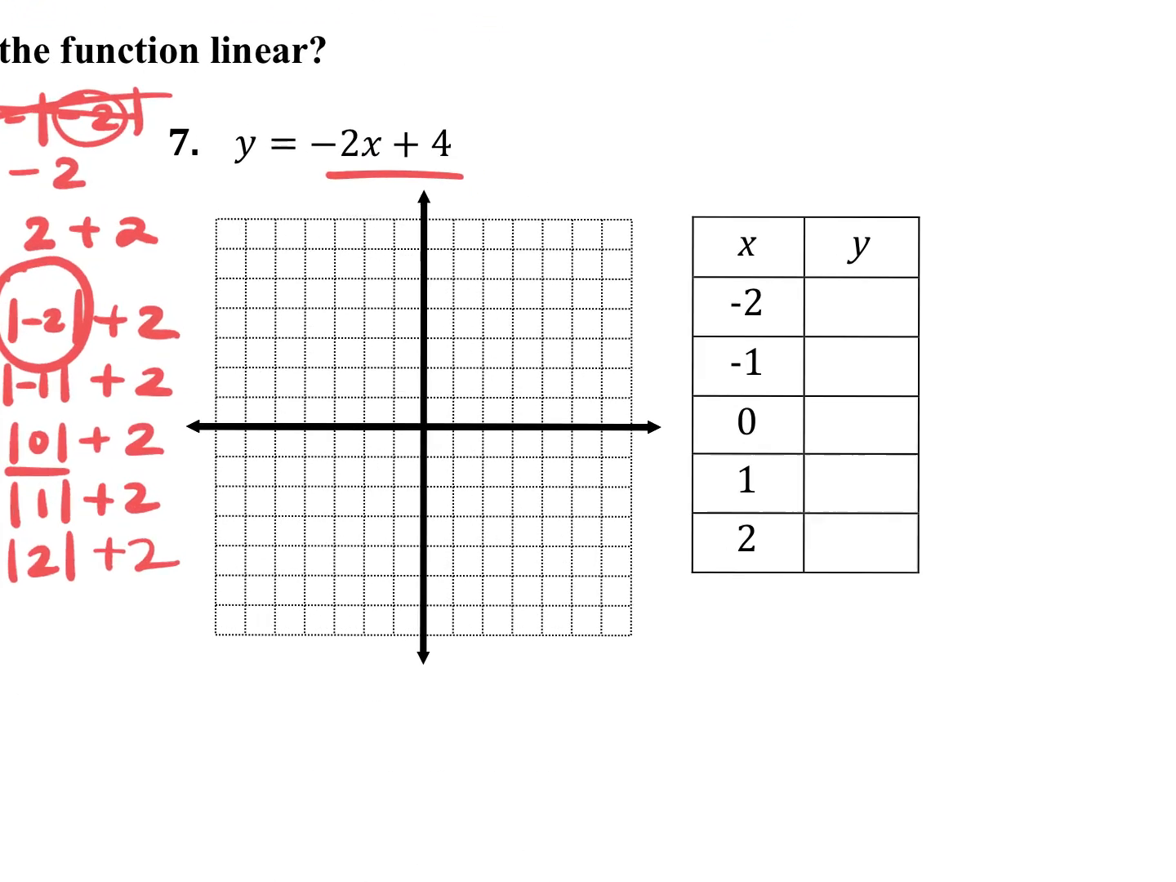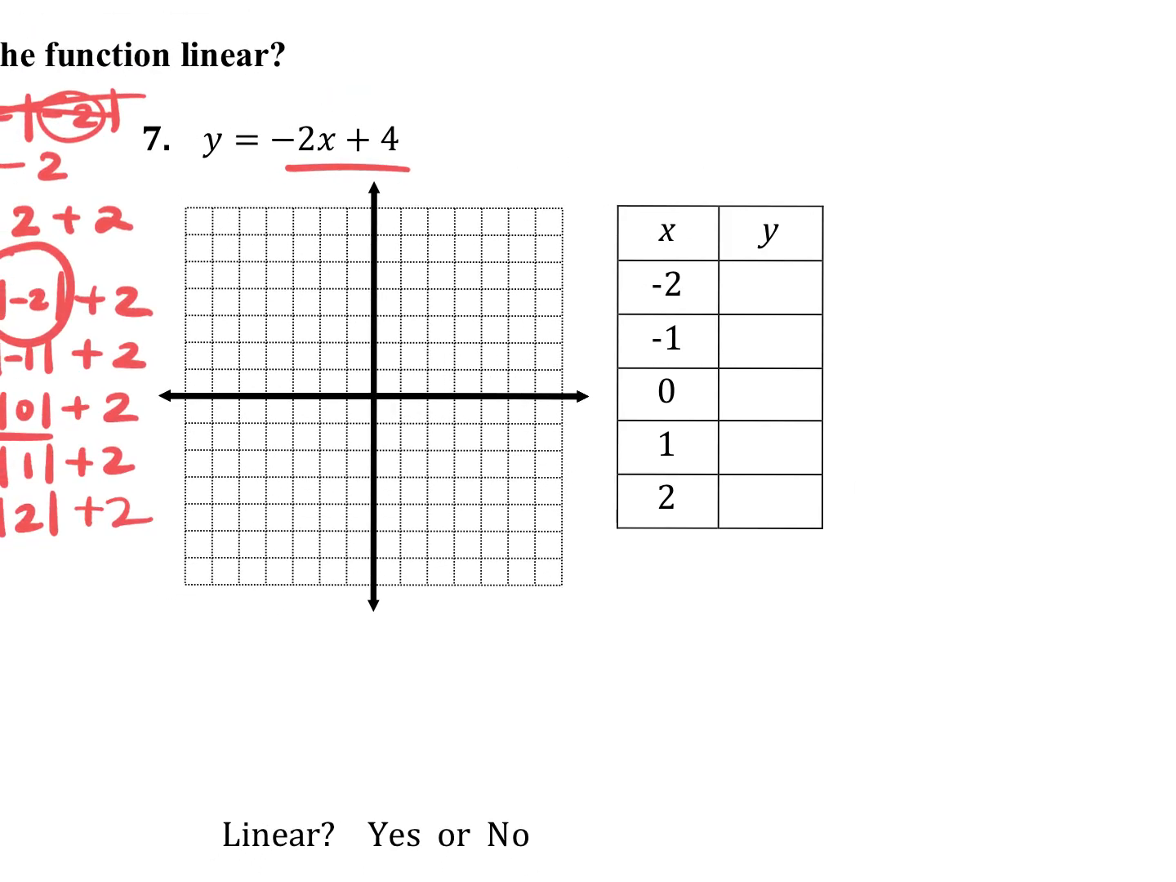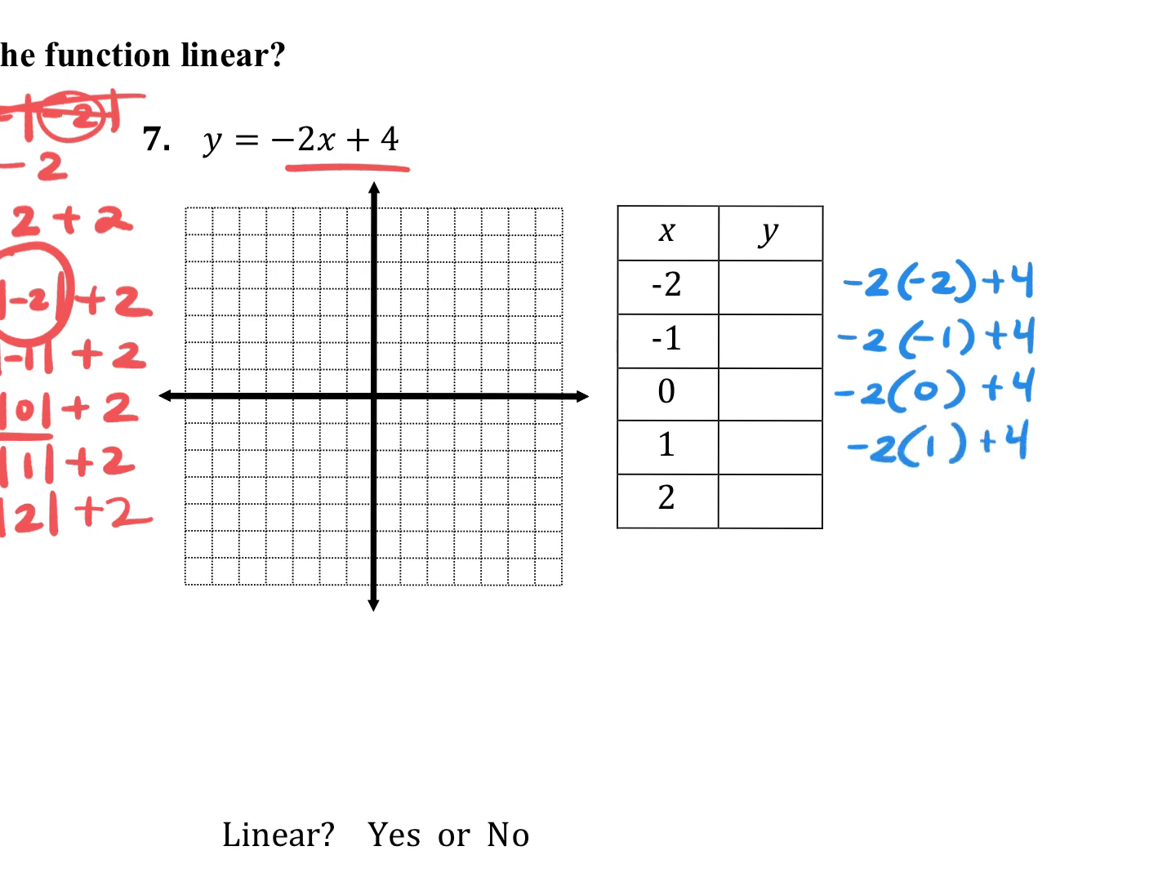Okay, this one. Again, you're just plugging those numbers in. So this is going to be negative 2 times negative 2 plus 4. And then it's going to be negative 2 times negative 1 plus 4. And then negative 2 times 0 plus 4. And then negative 2 times 1 plus 4. And negative 2 times 2 plus 4. So we're just simplifying each one of those by plugging in those x values into our equation. Does anyone have questions on that? Okay, so then let's simplify it.